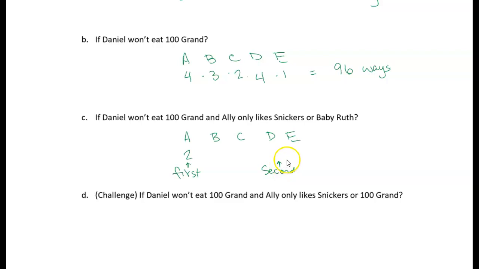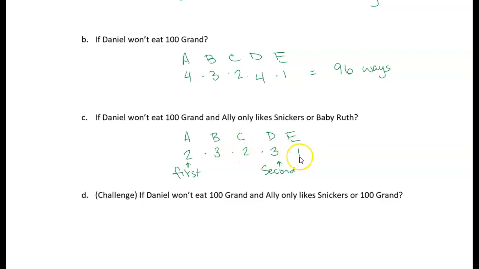All right, and after Allie has chosen, then Daniel won't eat the 100 grand, and he can't take what Allie already chose. So he'll have 3 choices left. Okay. And then from there, the rest of the kids aren't picky. So we have 3 candy bars left for Brianna. And we have 2 candy bars left for Caden.